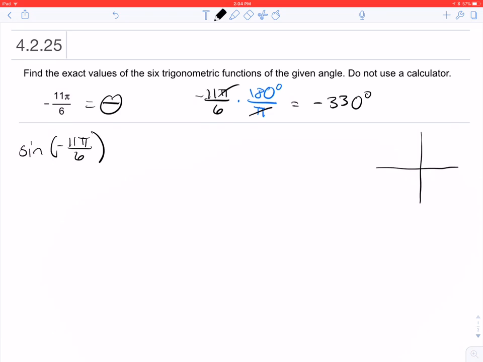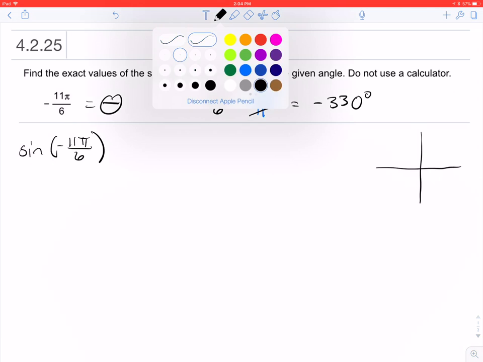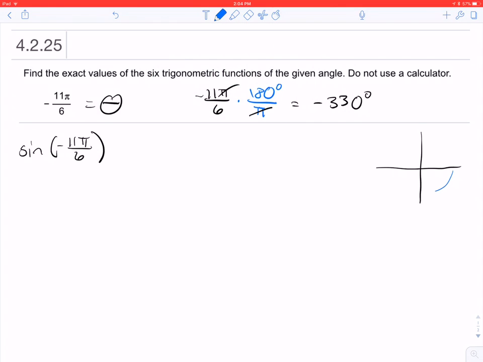Okay. So then if we're on the unit circle, if we're going negative 330, so this is negative 90 here. That's 90. This is negative 180, negative 270. So negative 330 is going to be here. And that means that this reference angle is going to be 30 degrees away from the x-axis in quadrant 1. So we're going to come all the way to here. Okay. So if we're at negative 330, that's the same as 30 degrees.